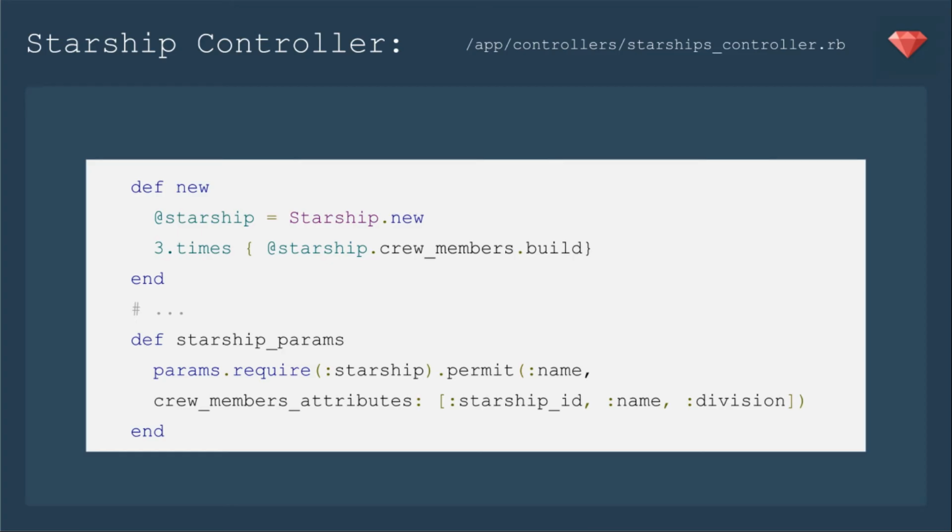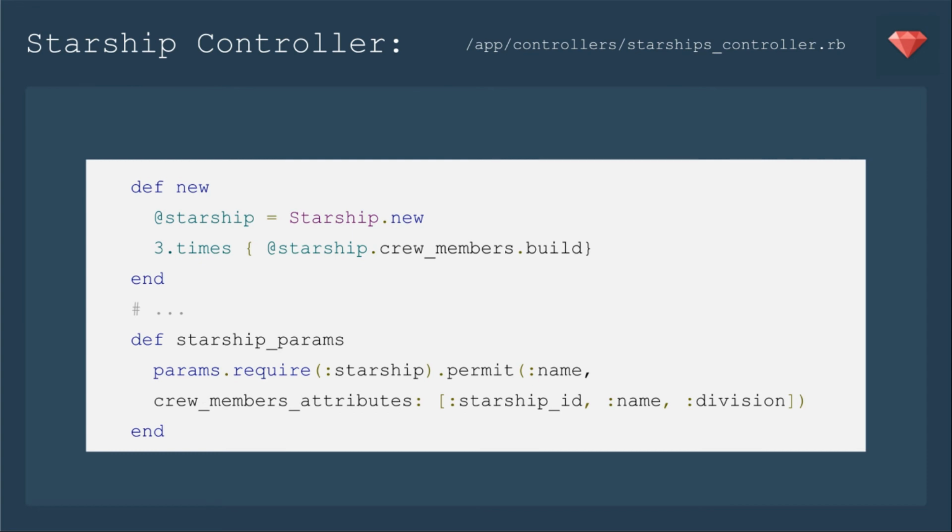We've edited the model and the view, so next up is the controller. This is where we will tell the app to create those crew members. First, we need to edit the new method by adding 3.times and then at the Starship crew members build. So it will build 3 crew members. That's what I've decided to do. You can build as many crew members as you'd like.